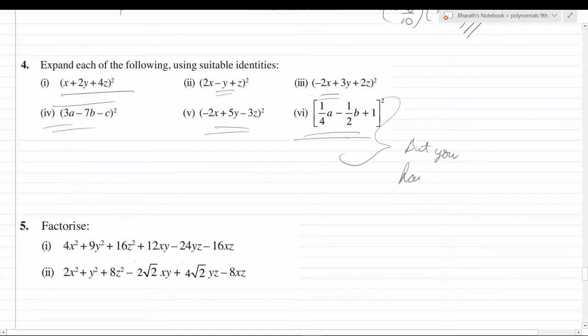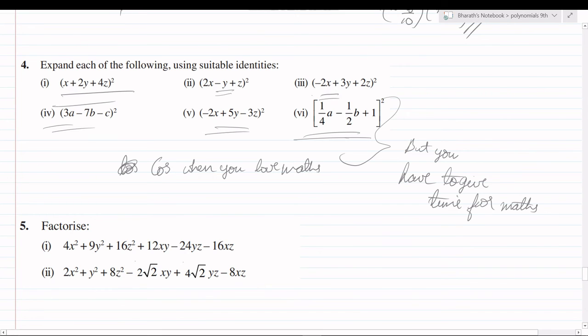time for maths, because when you love maths, I am sure you will give time for it.